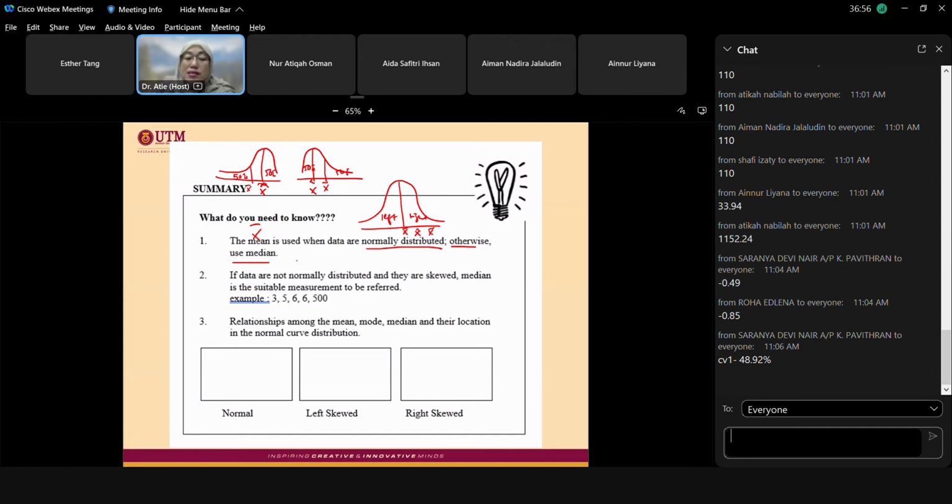So for example, if we look at this data, we have 3, 5, 6, and 6. What do you think the shape of the data, the distribution of the data, is it going to be normal or what? Sorry, I couldn't hear what you said. Okay, anyone? What do you think? Nabila Shafinas, are you here?